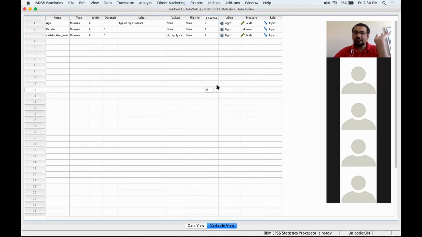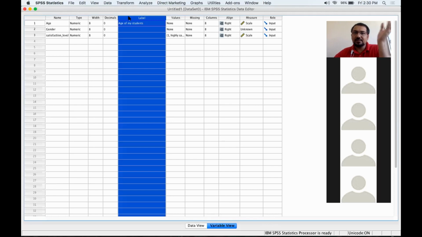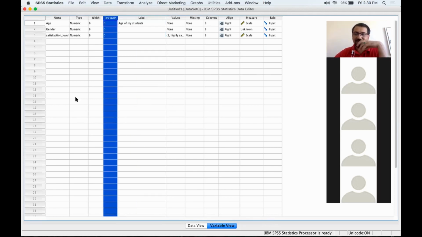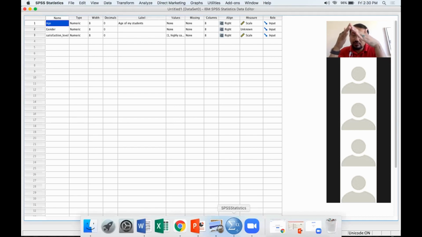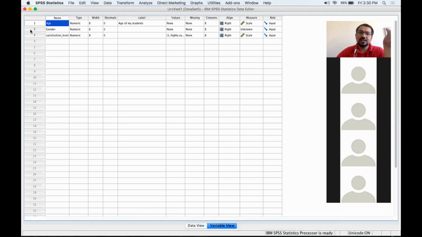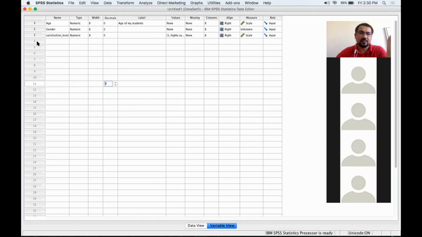Role is input, you just don't have to touch it, it remains the same. The two columns, alignment and role, don't touch them. Values, labeling, decimals, as I have said, until and unless needed, you don't have to. Now what you have done here in variable view is create the variables. How to delete? Simply go to this one and clear, and it will be deleted from here. You can create maybe 5,000, 7,000, 8,000 variables.